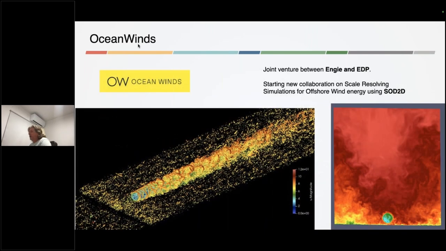Finally, I want to say that now we are also collaborating with Ocean Winds. Ocean Winds is a joint venture between ENGIE and EDP, so two very big companies that get together to work in offshore wind energy. They created this new company, and we have been working with them. In this case, we are using SOD2D, the new code, that has the advantage that it is totally open and they can have full access to the code. These are some preliminary simulations with actuator disk and SOD2D.